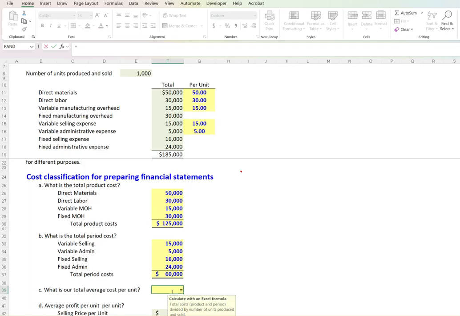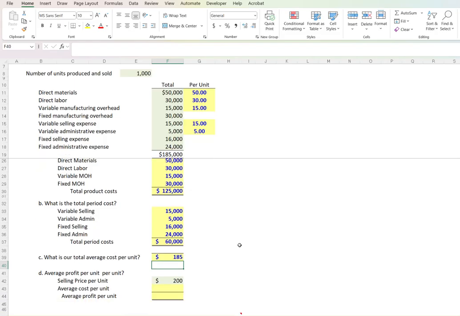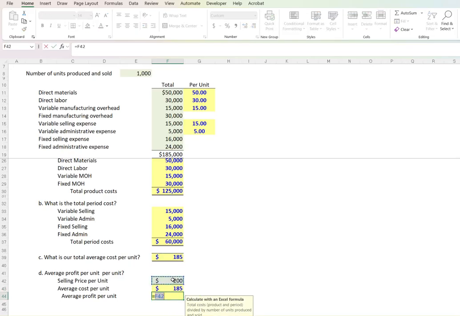So equals 125 plus 60 divided by our 1,000 units that we've produced and sold, 185. If we sell our units for $200 a piece and our average cost is 185, that means our profit per unit is 200 minus 185. We're making a profit of $15 per unit.